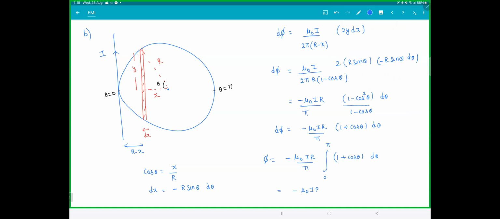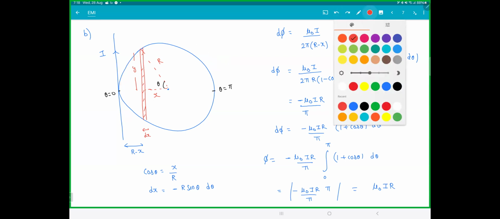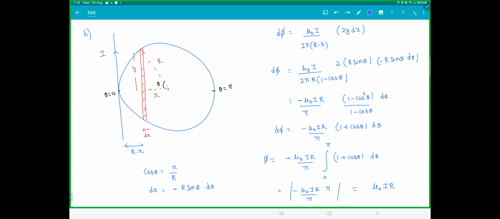Minus mu naught I r by pi into pi. So just take the magnitude. Mu naught I r. The reason you're getting a minus sign is because you have taken this rotation. Something like that. So it's just a magnitude. Answer is pretty good, easy to remember. Mu naught I r.